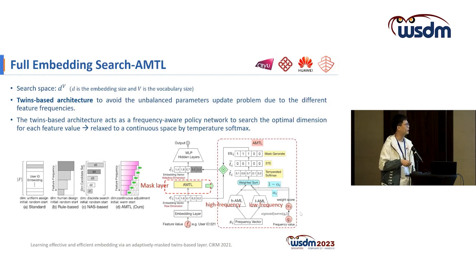The left one is designed for the high frequency features, and the right one is designed for the low frequency features. Then a weighted sum operation is used to combine the results from the two branches, which is based on the feature frequency. In order to attempt a hard selection and make the search process differentiable, a softmax layer with a temperature hyperparameter is used to relax into a continuous space. Finally, a straight-through estimator is used to cross the information gap between the search and the inference stage.